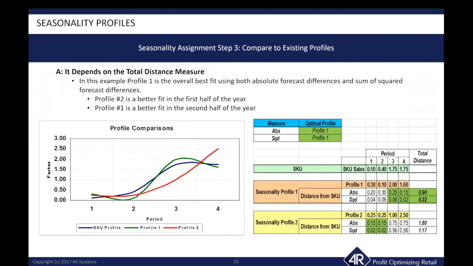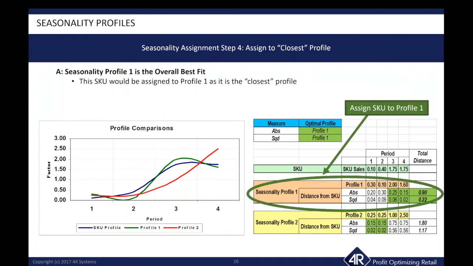When we're observing the total distance measure for the entire 4-week time period, profile 1 has an absolute forecast difference of 0.9 compared to profile 2 that has an absolute forecast difference of 1.8. The sum of the squared forecast difference for profile 1 is 0.22 compared to profile 2, which has a difference of 1.17. So since profile 1 has a total distance measure that's lower than profile 2, we would consider profile 1 to be the overall best fit. And consequently, we would complete the final step of the seasonality assignment process by assigning this SKU to the closest profile, which in this example is profile 1.